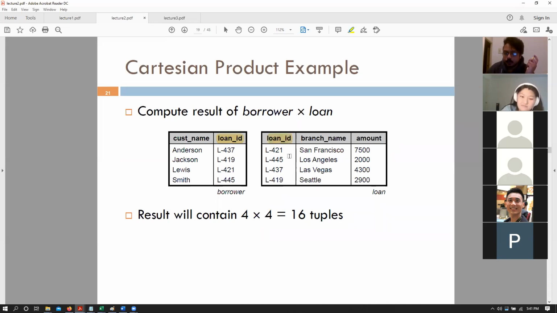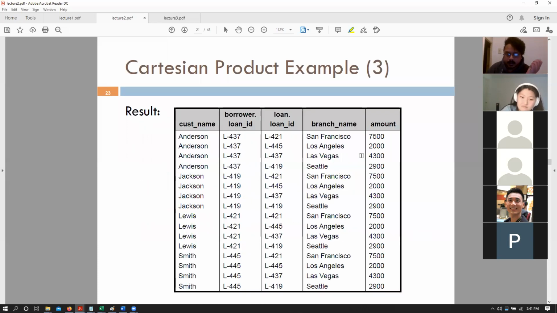And again, we have one more loan ID here. So when we combine those two, we have a borrower.loan ID and a loan.loan ID as well. That is, the common attribute gets repeated twice. And since it's ambiguous, we specify that one is borrower.loan ID and the other one is loan.loan ID.